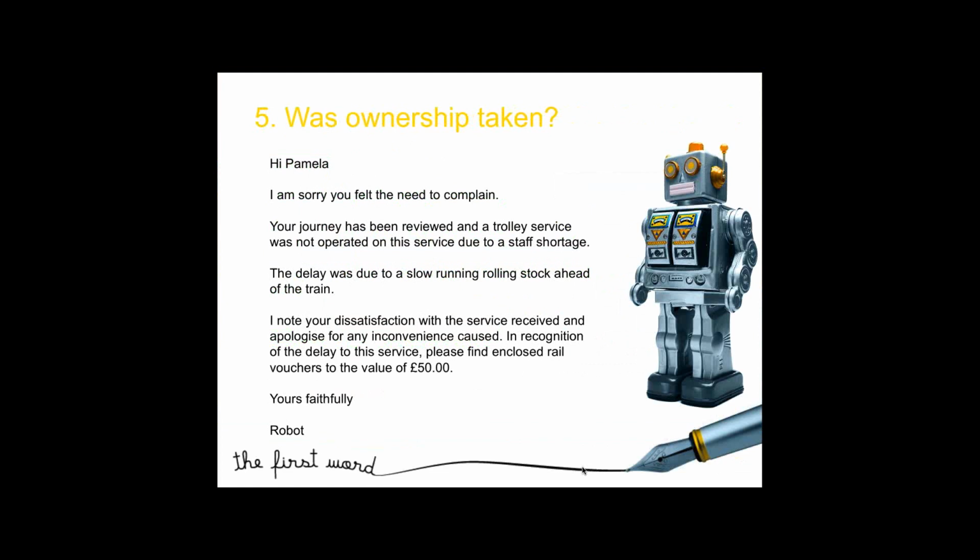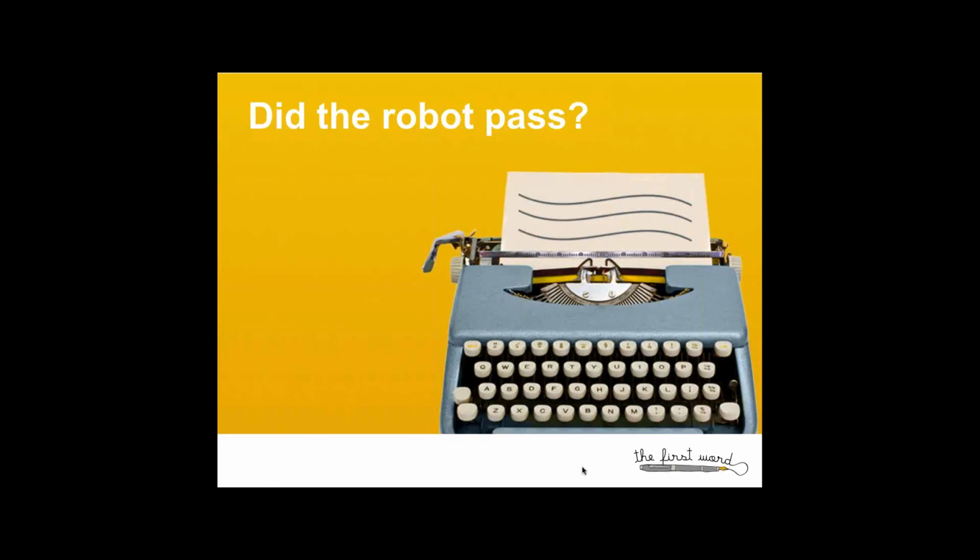And number 5, was ownership taken? What's the word that we need to use to show ownership? Well, one word, an important word, is I. And again, the robot has actually used the word I. You can see at the top there, I am sorry, and I note your dissatisfaction with the service received. So again, we have to give the robot a point here, because was ownership taken? Well, yes.